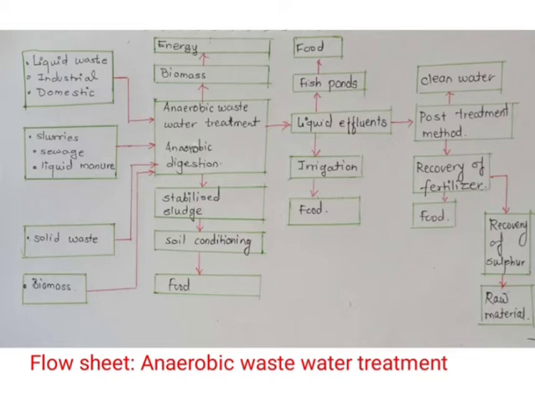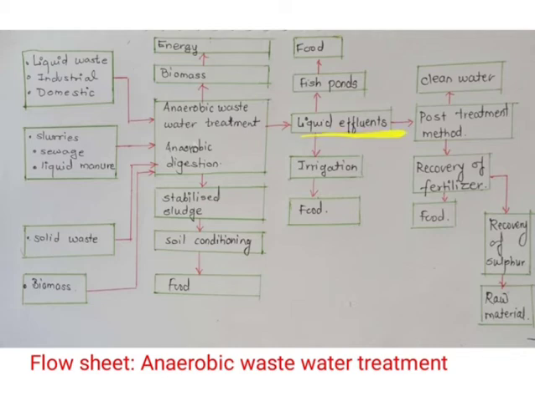Then in the anaerobic wastewater treatment, we get the stabilized sludge. This sludge can be useful as a soil conditioner or act as a fertilizer, and this is useful for the production of food in agriculture. Then from the anaerobic treatment, liquid effluents can be separated. Then these can be transferred to fish ponds, where they act as food. Then again we can use these liquid effluents in the irrigation process, where obviously they can act as food or a fertilizer.